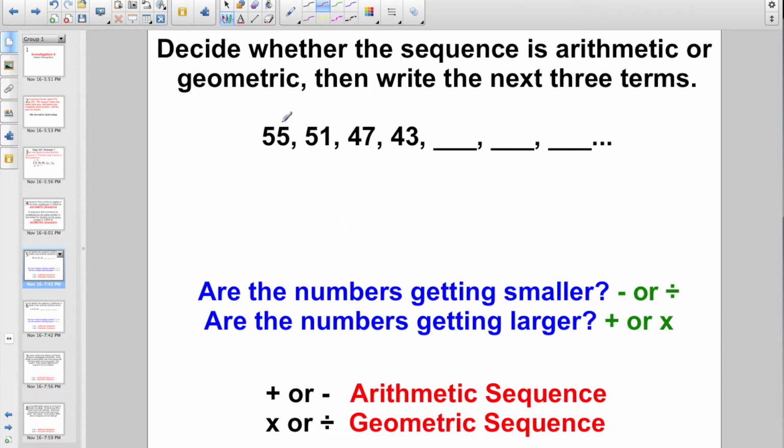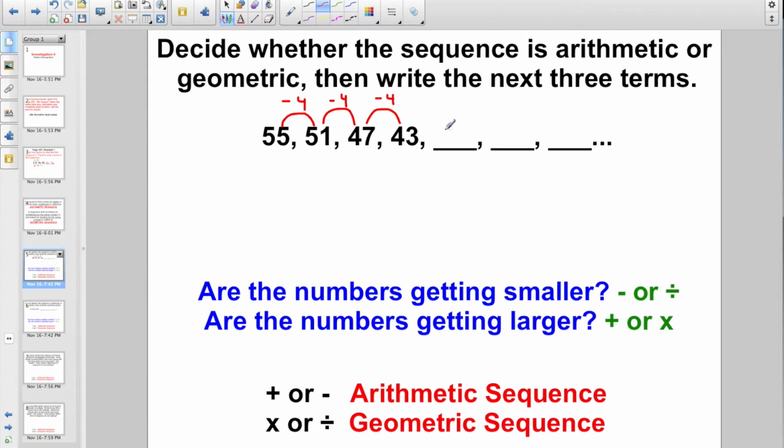So let's take a look at what we got going on here. These numbers are definitely getting smaller. So I might be subtracting, or I might be dividing. Is there anything I can do to 55 to divide it to get a quotient of 51? No, I must be subtracting. 55 to 51, I bet you we're subtracting 4 there, right? And 51 to 47, we're going to subtract another 4. 47 to 43, are you seeing it now? We subtracted another 4. Are we ready? We are subtracting by 4 each time, just counting down by 4.